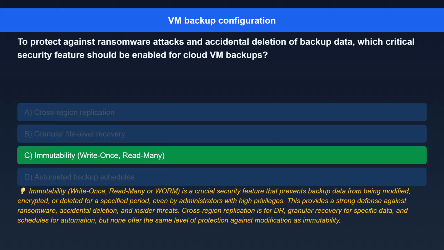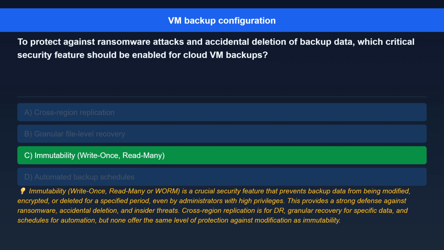The correct answer is immutability, write once, read many. Here's the explanation. Immutability, write once, read many, or WORM, is a crucial security feature that prevents backup data from being modified, encrypted, or deleted for a specified period, even by administrators with high privileges. This provides a strong defense against ransomware, accidental deletion, and insider threats.